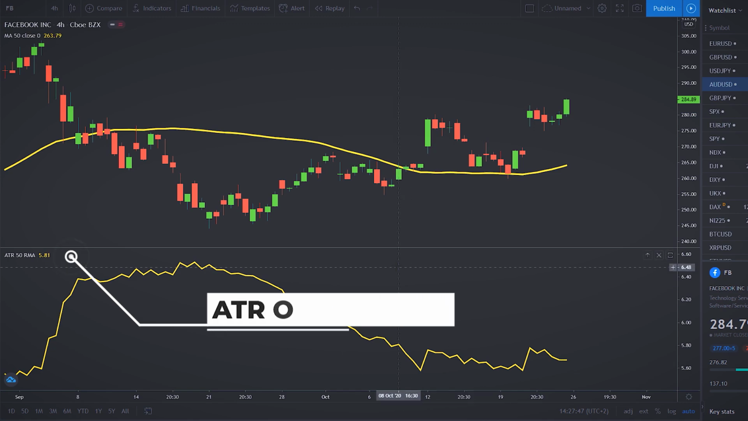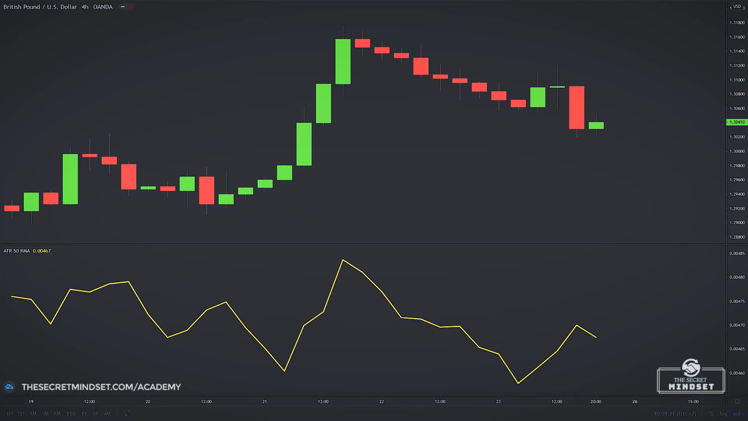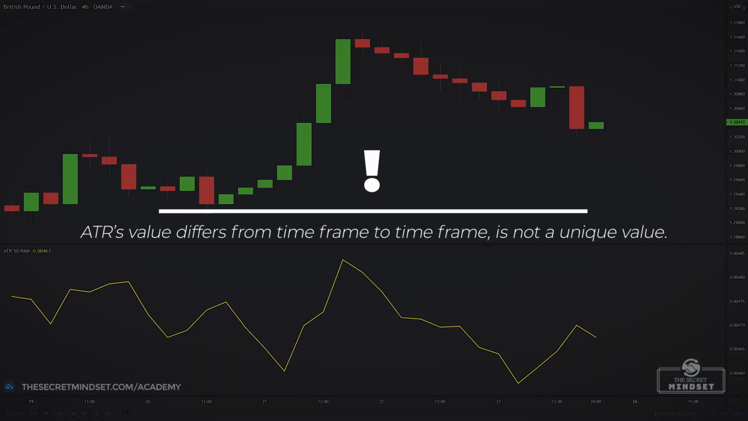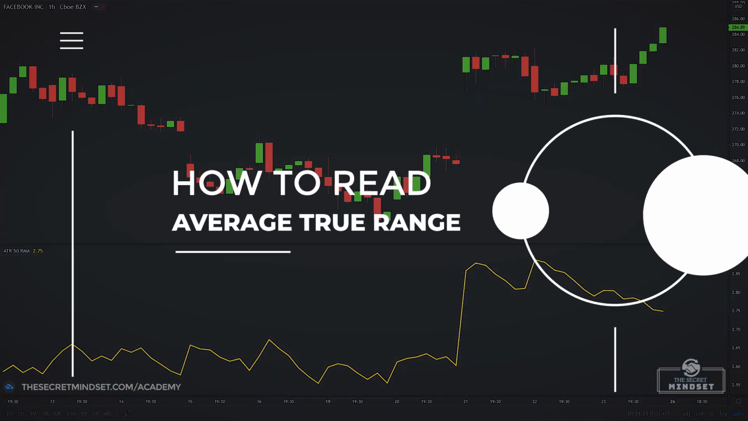However, if you are trading on the 4-hour chart, the ATR indicator will only display the average volatility over the past 50 four-hour candles. So the ATR's value differs from time frame to time frame. It's not a unique value. Now, how to read the average true range?